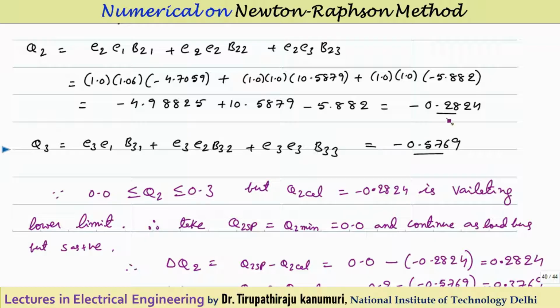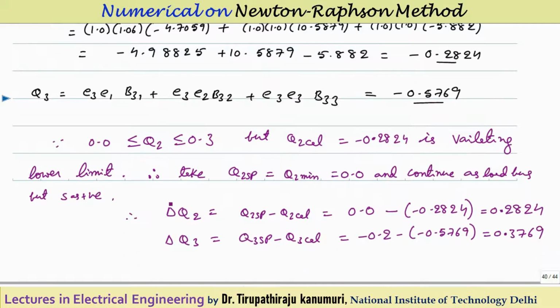But it is coming negative. That means it is violating my limit. So I told you, whenever it is violating a limit, I have to take this Q specified, because I have to continue the remaining calculations as the load bus only, and Q specified will be whichever limit it is violating. It is violating the lower limit, because it is less than the lower limit that is mentioned. So that's why Q2 specified value will be taken as Q2 minimum, which is equal to 0.0, and continue as a load bus.